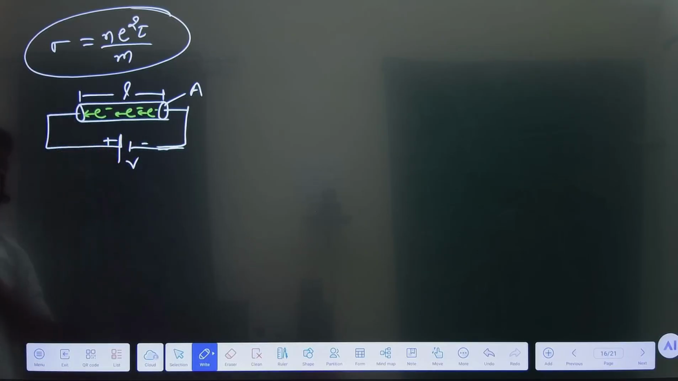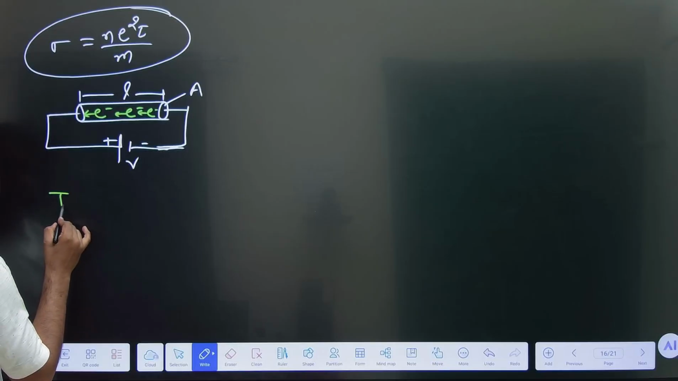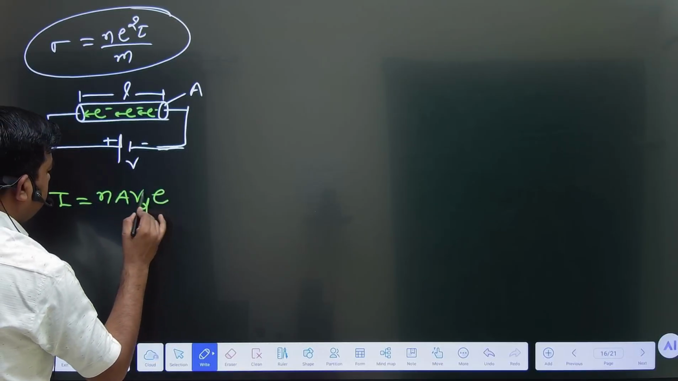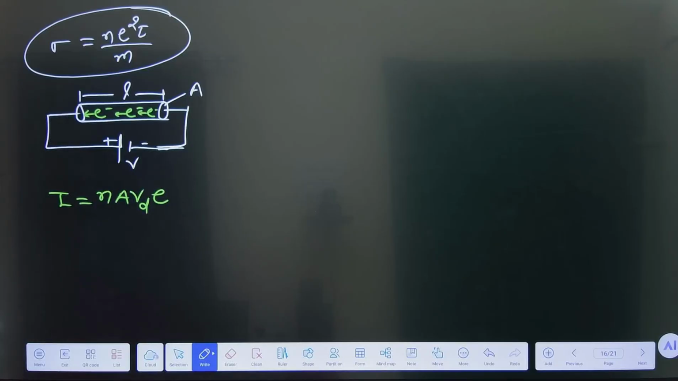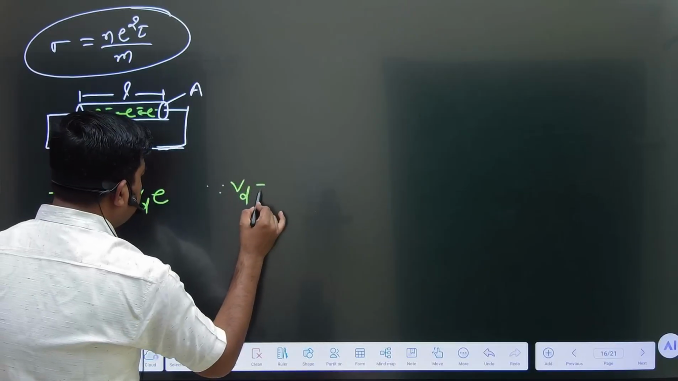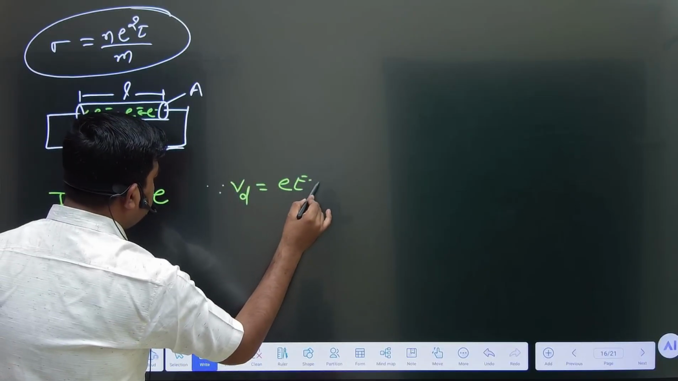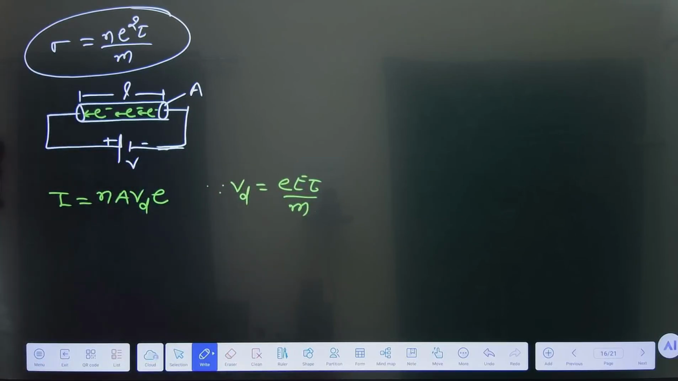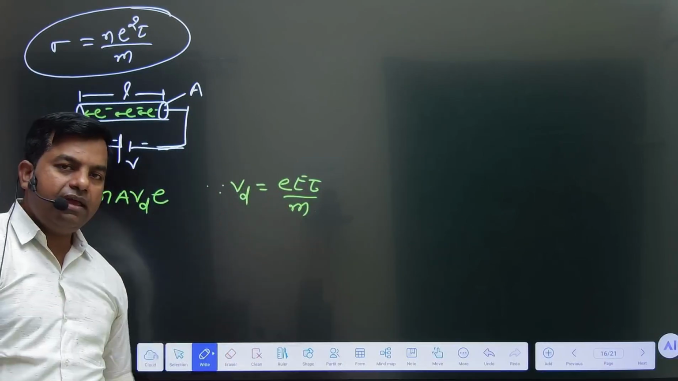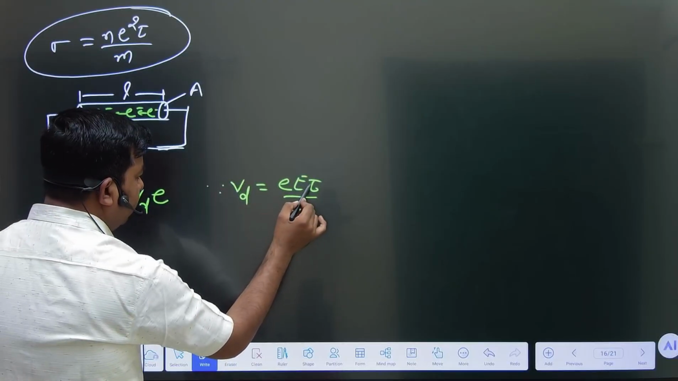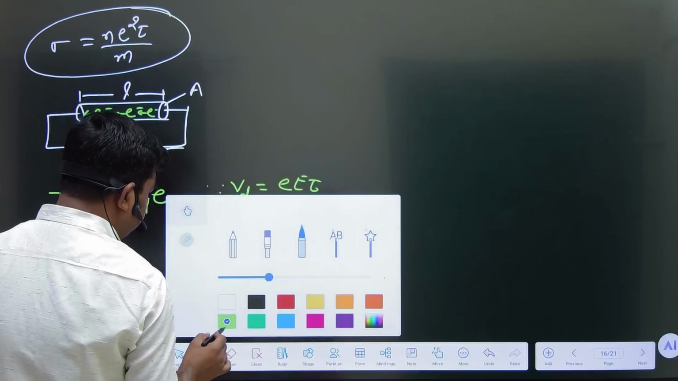What is the drift velocity Vd? The relation between electric current and drift velocity is I equal to n A Vd e. This is the relation between electric current and drift velocity. And in the question it is given to assume drift velocity, so it is e tau by m. What is the formula of drift velocity? Vd equals e E tau by m, where e is the charge of the electron, E is the electric field, tau is the relaxation time, and m is the mass.